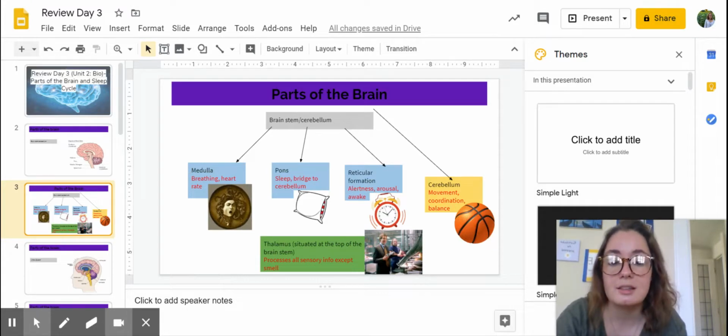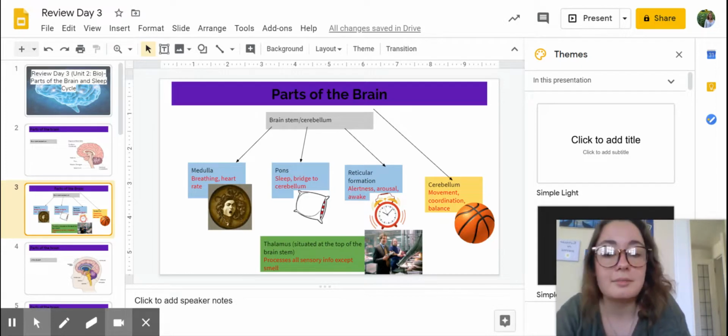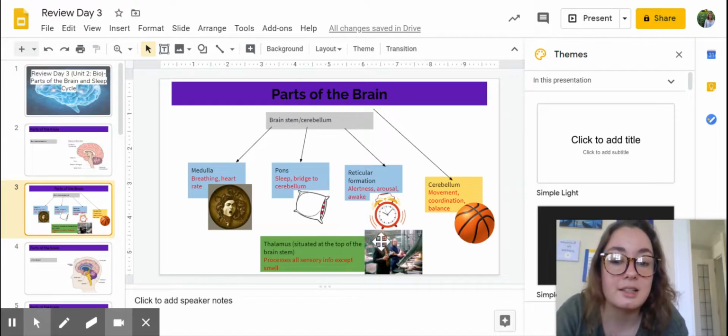Reticular formation. This is with alertness, arousal, and being awake. So reticular formation, you can think tick, tick, tick, tick, tick. Alarm clock, it keeps you ticking, alert, aroused, and awake. Tick, tick, tick formation.